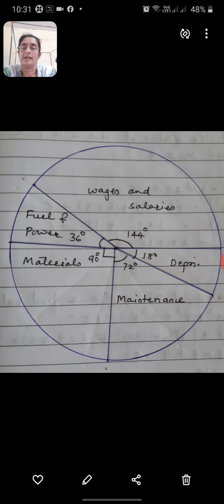Now this line will be the baseline for the next calculation, for fuel and power. So from that line you have to take 36 degrees and mark it. You will get the line for the next, material, that is 90 degrees. So draw 90 degrees. After that draw 72 degrees on the protractor, and then last you will get automatically 18 degrees for depreciation. So mark all that on the graph.